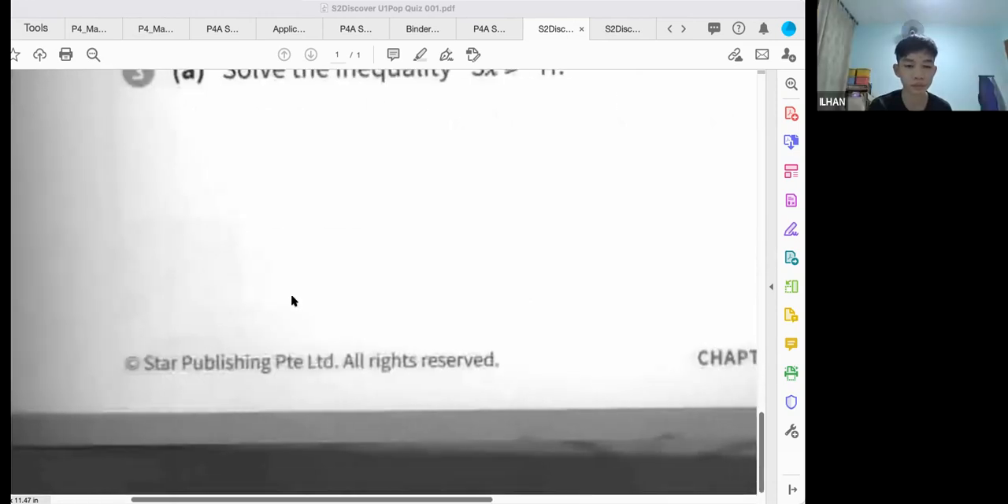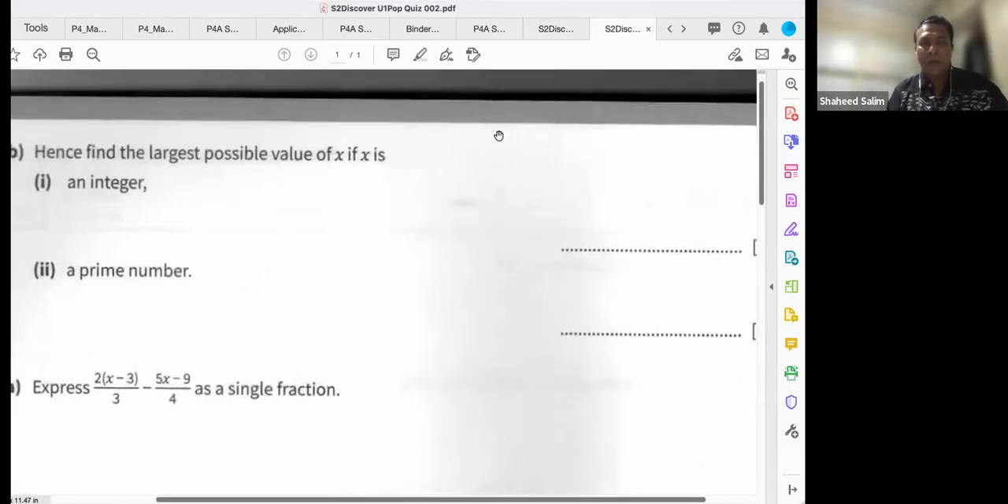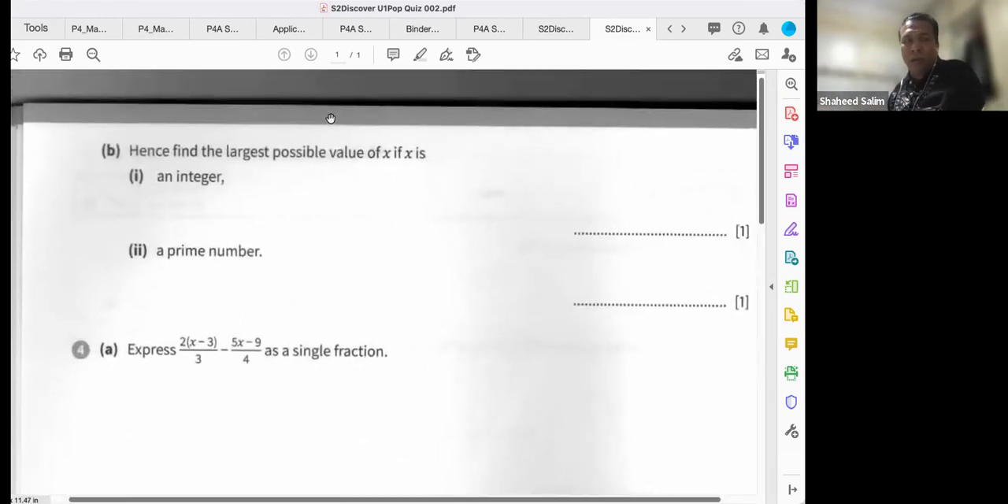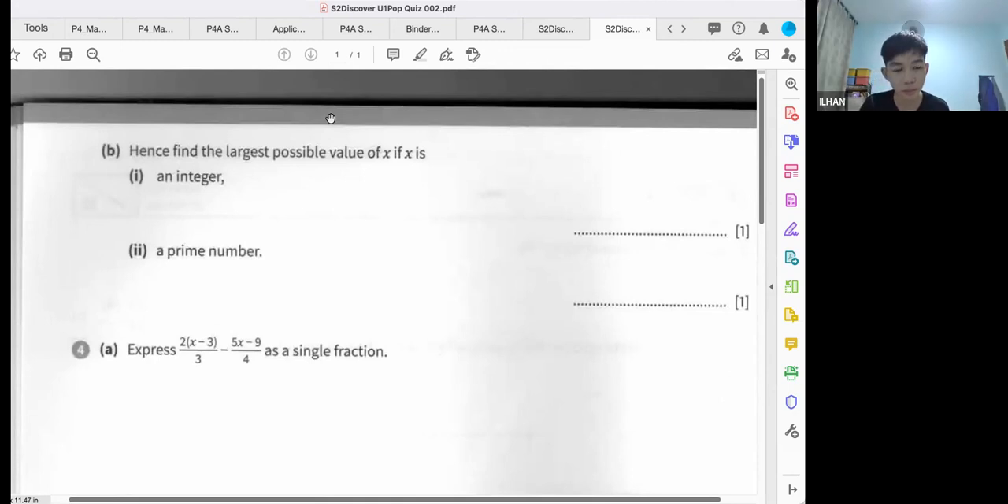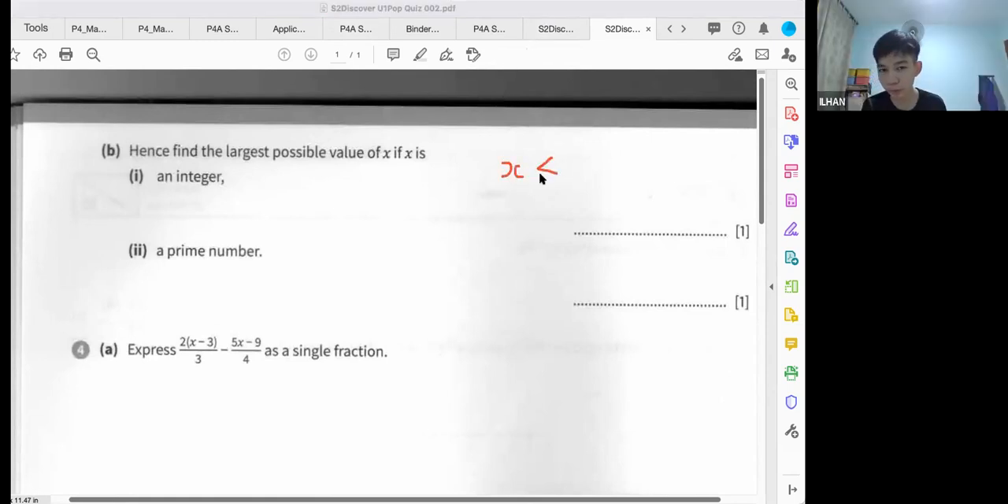Okay, this one is the first one. Done. Okay, you try now. Based on your answer just now, you try to think what is the answer for this. You look at your earlier question. Okay, your answer, you tell me your answer again. X is smaller than or equal to 3 and 2/3.